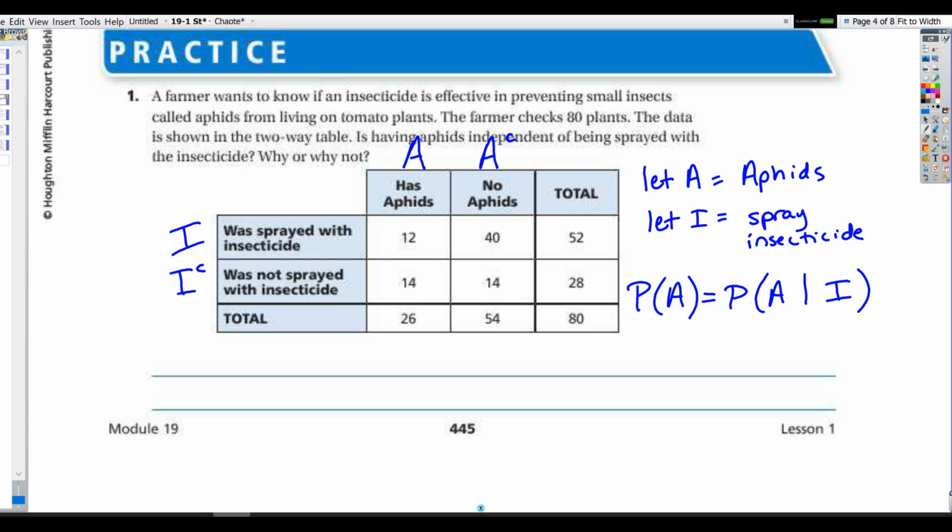No? Okay, so let me ask you a question. The probability overall to have aphids versus the probability to have aphids if they were sprayed with the insecticide. Which one do you think is supposed to be lower? The second one.